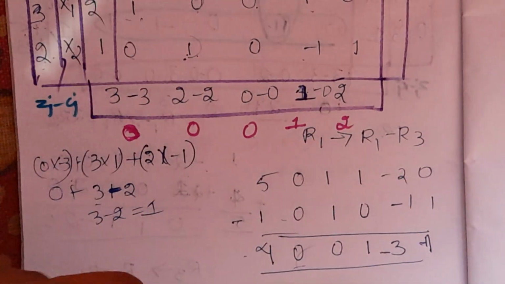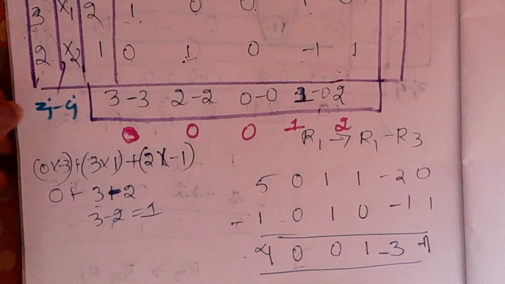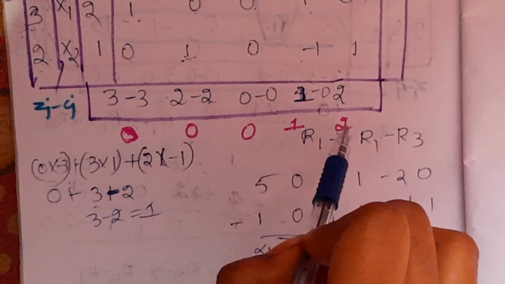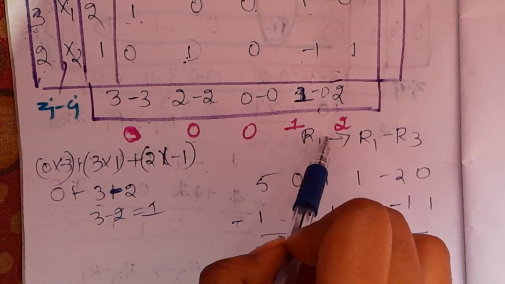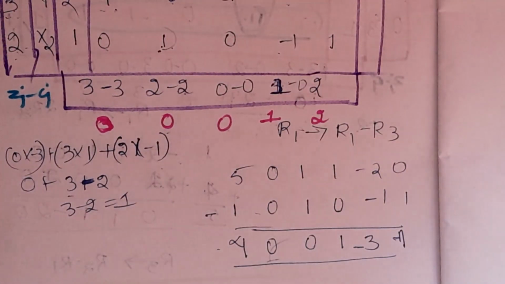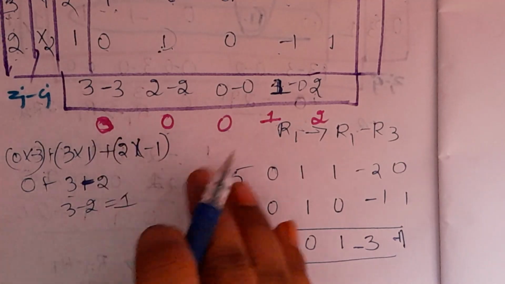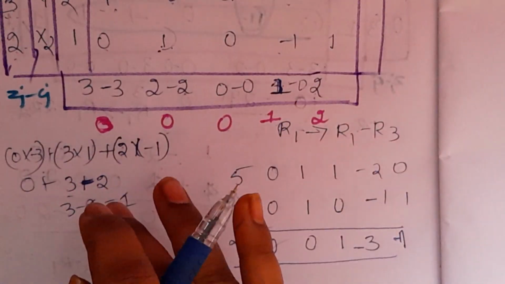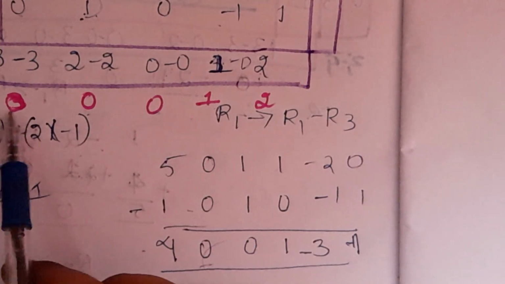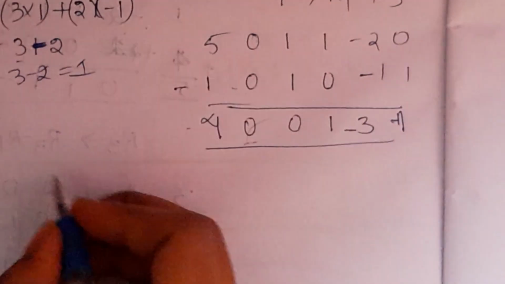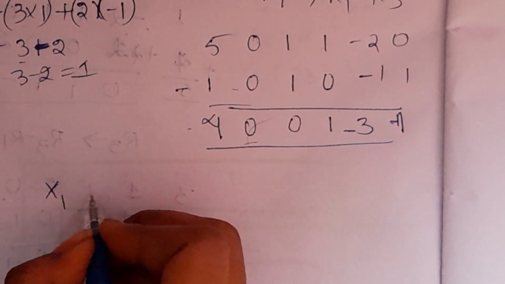So here we got all the elements as positive, so we got the optimum solution. After getting all the elements as positive, we have to stop our iterations. Finally we got all the values as positive. So next we have to write the x1 and x2 values.